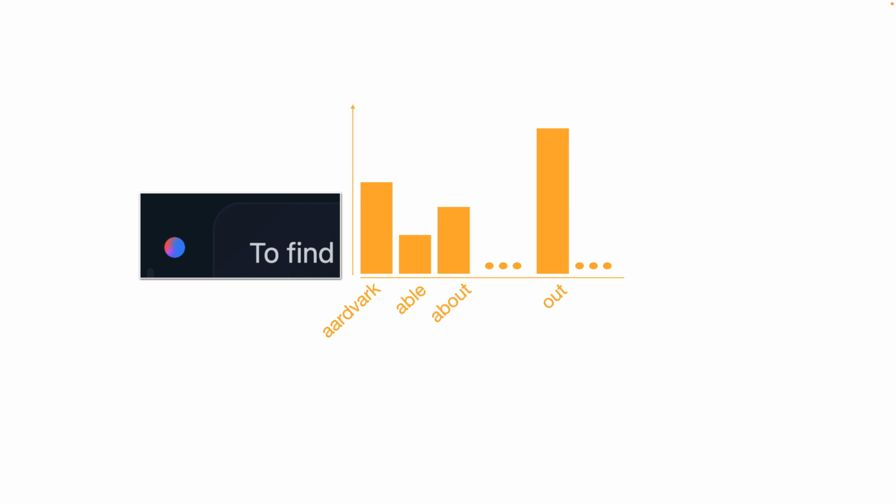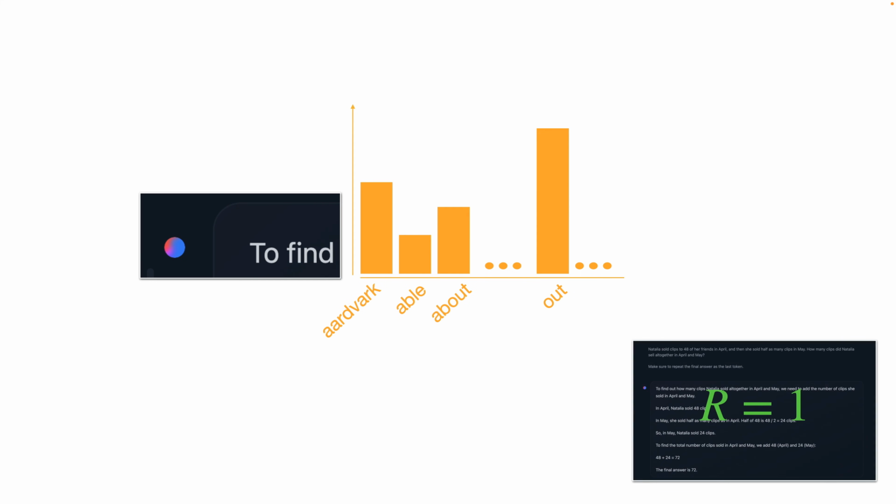Let's zoom into the probability distribution output by our policy. Given that we eventually get a positive reward for the full response, we know the action of predicting out was good or at least not disastrous. So after one training step, we want to increase the probability that our policy will assign to the token out in the state to find, and slightly decrease the probability of all other tokens.